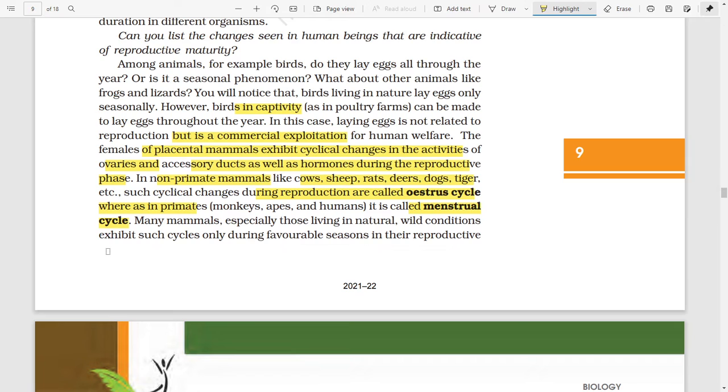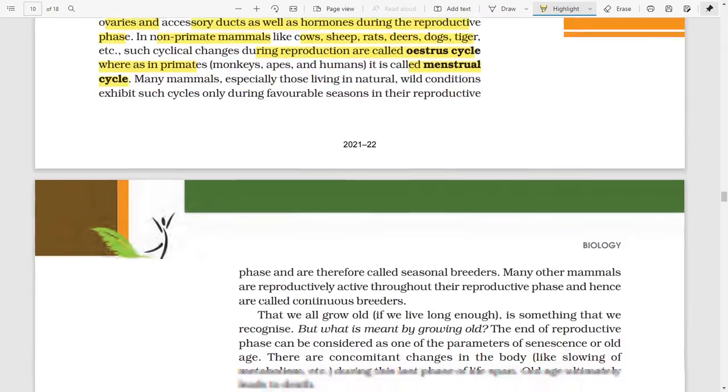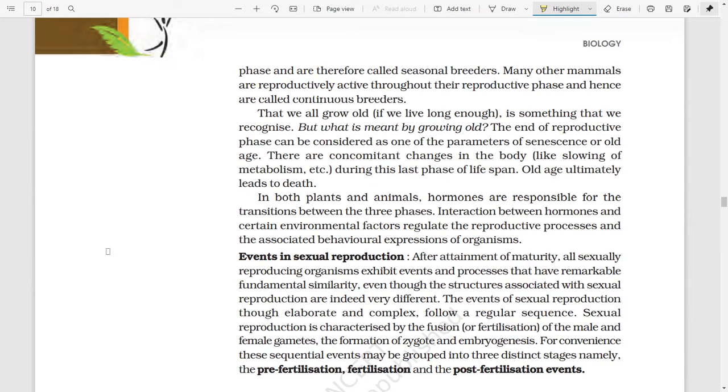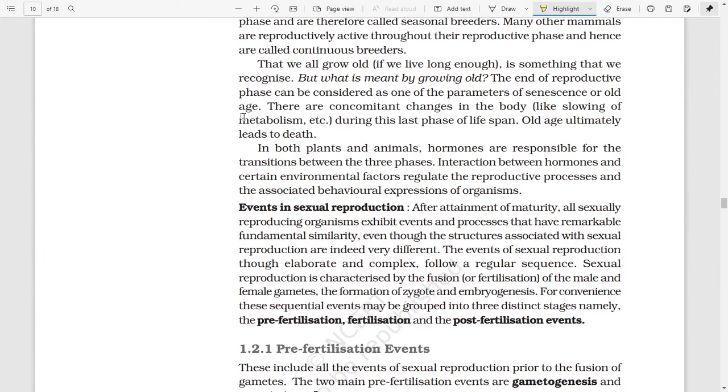Many mammals, especially those living in natural wild conditions, exhibit such a cycle only during the favorable season in their reproductive phase and are called seasonal breeders. Many other mammals are reproductively active throughout their reproductive phase and hence are called continuous breeders.